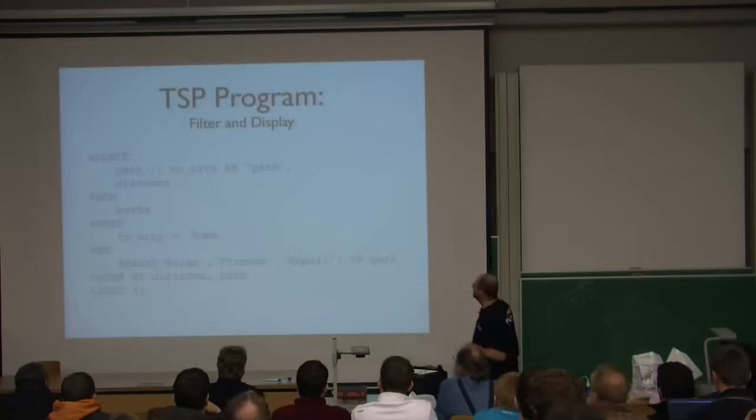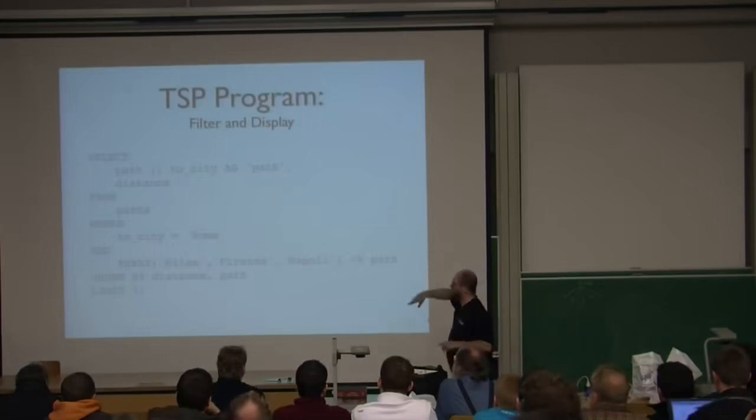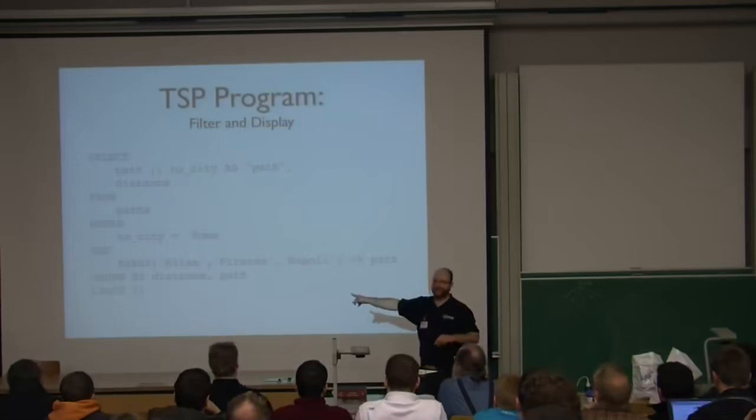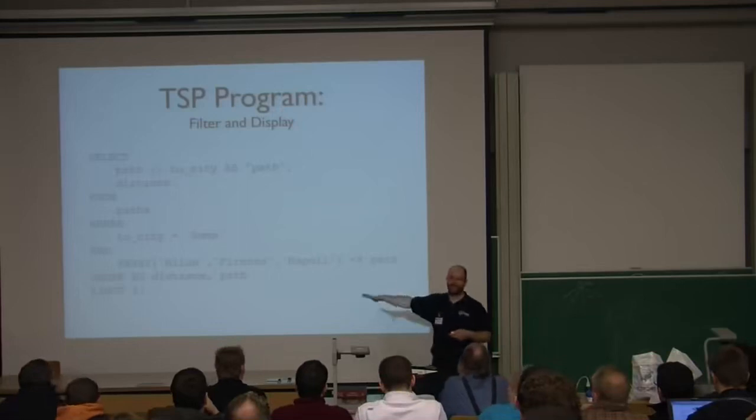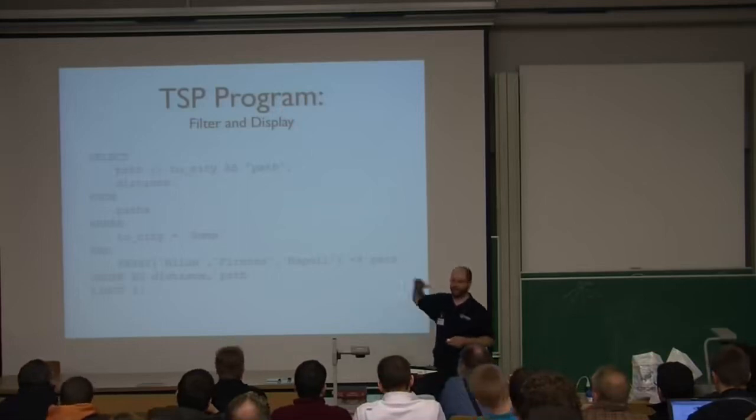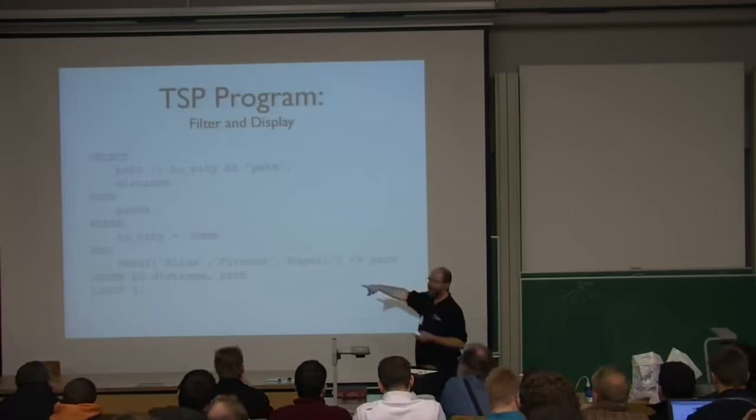I still haven't gotten to Milan and Naples. I hope to someday. Anyway, we want to order by distance because the idea of the traveling salesman problem is that you want the minimal distance. So we're saying distance ascending, and then order by path also.